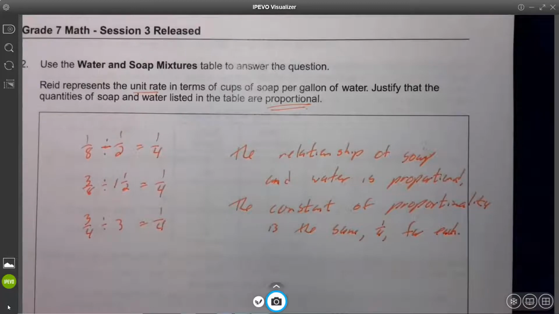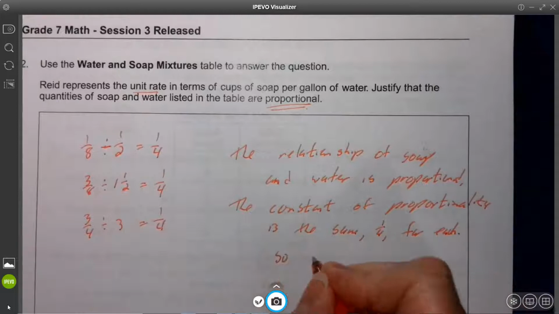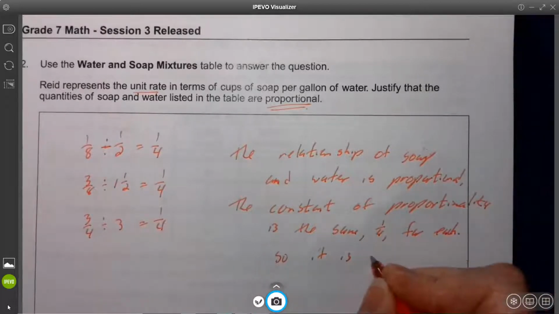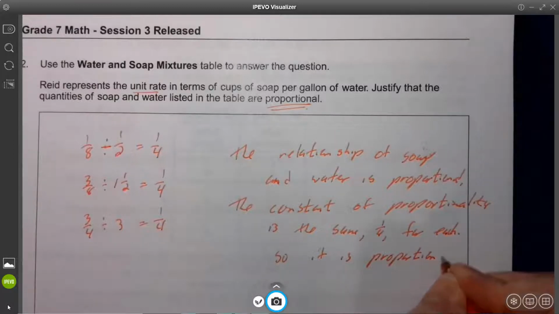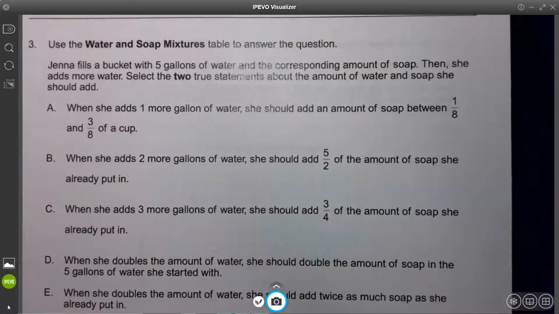Yeah, that's good. The constant of proportionality is the same, 1/4 for each, so it is proportional. So it is proportional. I might have given too much information, but usually you can't say too much on this. Okay, good.